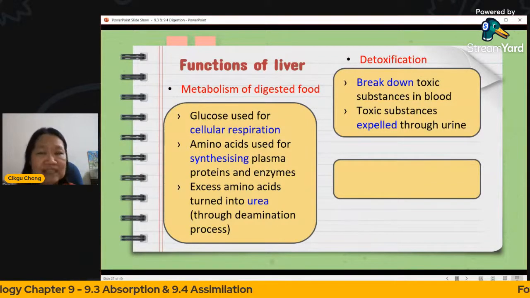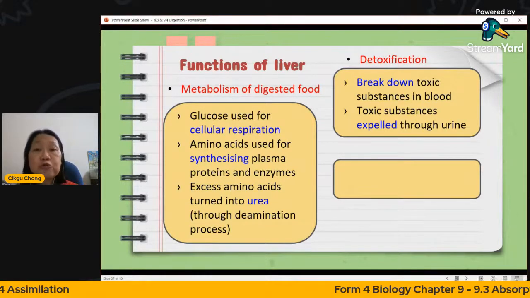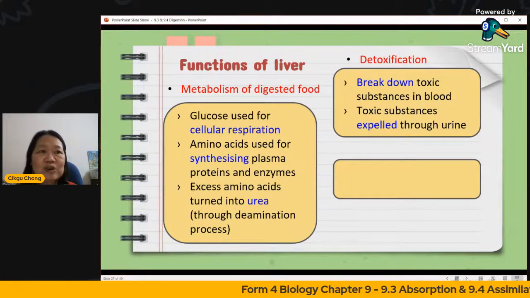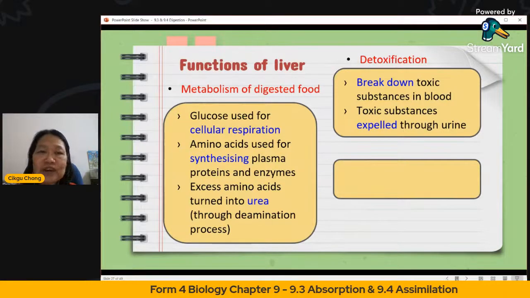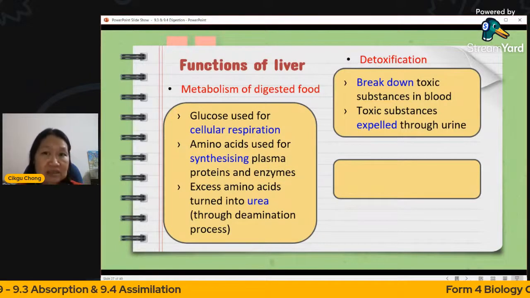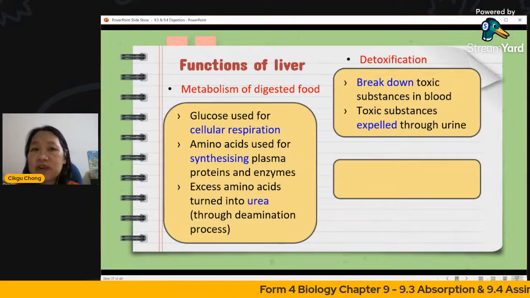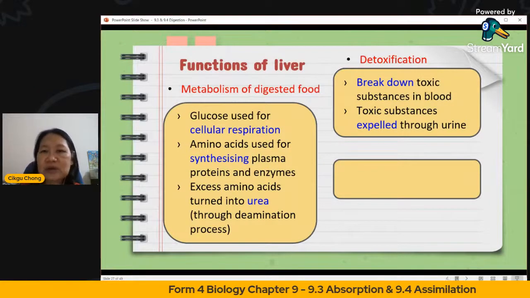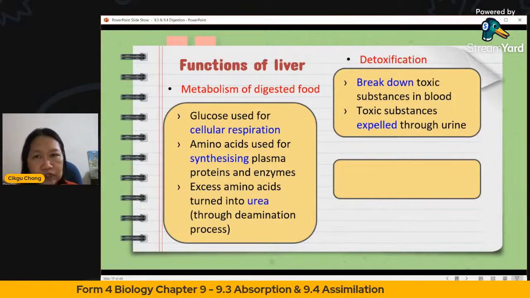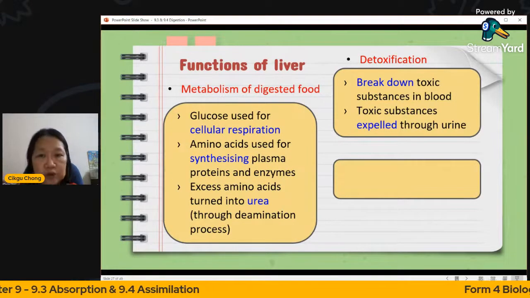So sometimes you notice that after you take certain medication, you can smell the medication in your urine. Yes or no? And your coffee also, very common. You drink coffee, it goes into your blood, it goes to your system. It also gets to be detoxified in certain ways, and you find it in your urine. You can smell coffee in your urine. So this is what happens. Whatever is detoxified will be expelled through the urine.